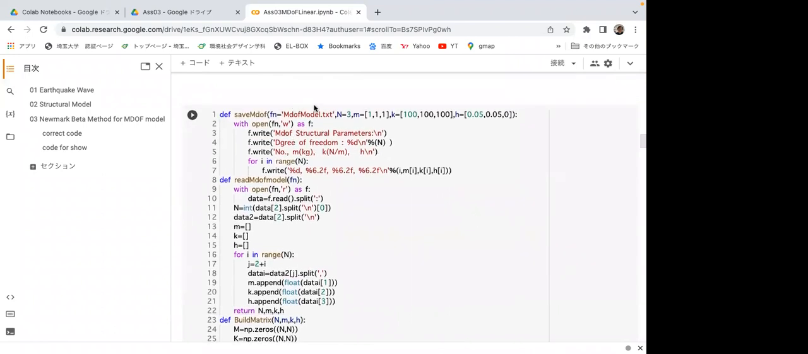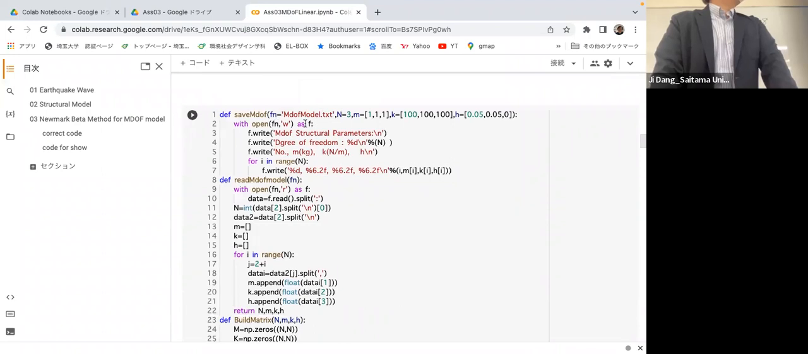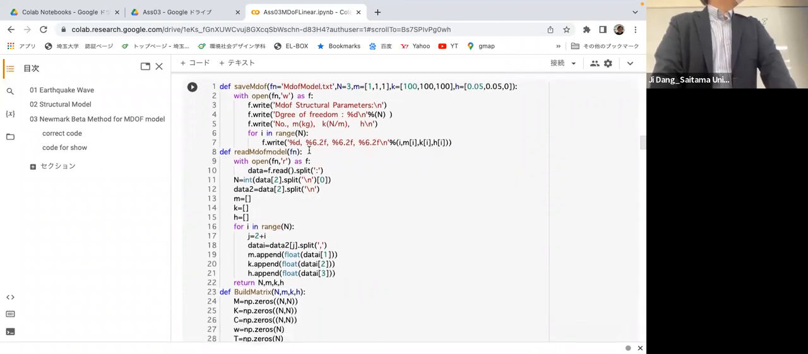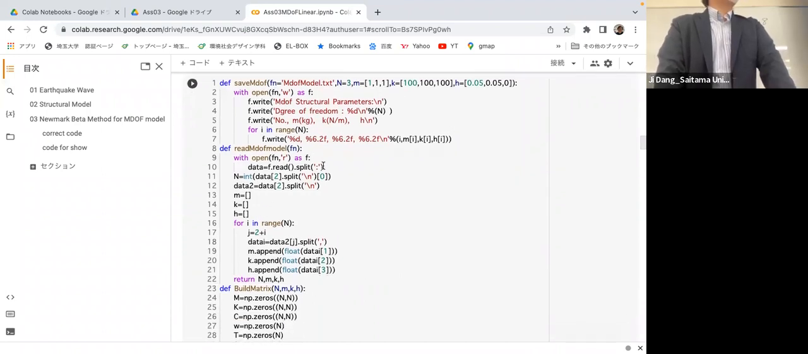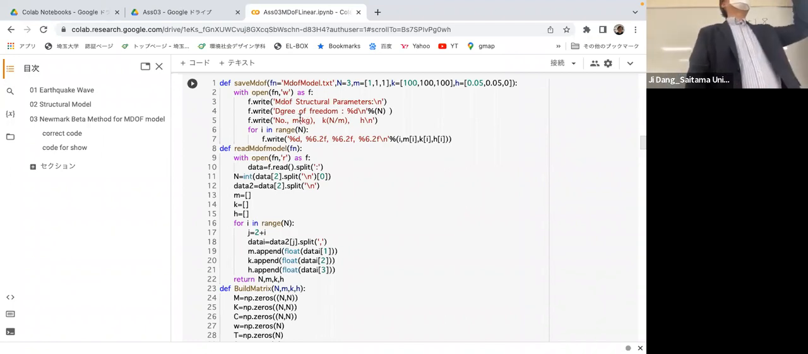So you need to save your MDOF model and read your MDOF model. You decide M, K, H for each degree of freedom. M is just a title; under it, it has numbers 1, 2, 3, 4, 5. So I have mass under it, and I have K under it.